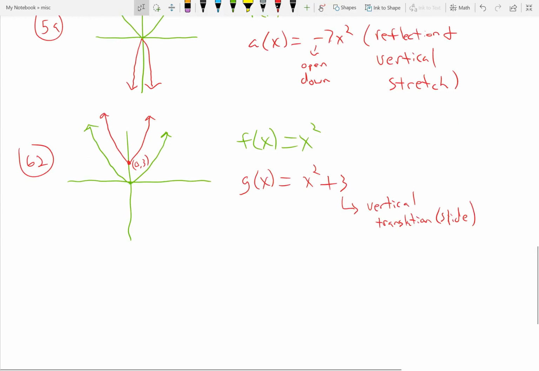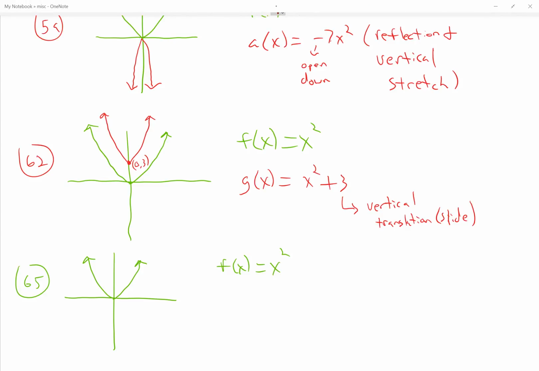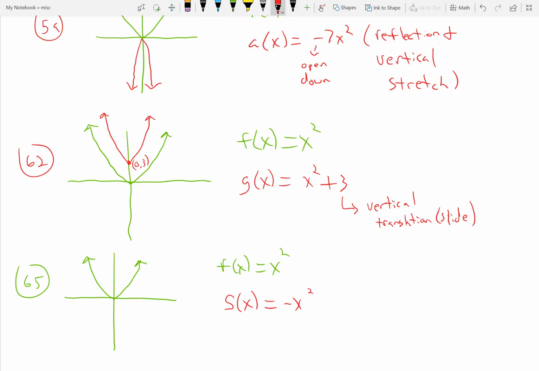Okay, last one of this group, 65. Again, our original function, f of x is equal to x squared. Got this upward opening parabola. And then we're graphing our transformation. They say s of x is equal to negative x squared minus 2. All right, this 2 is again a vertical translation.